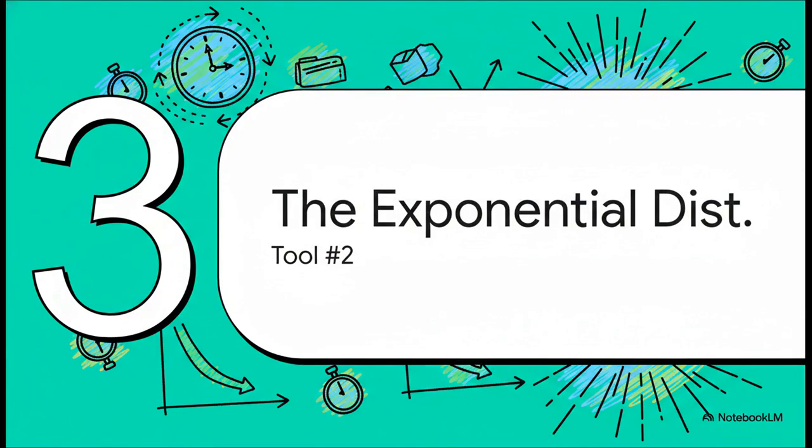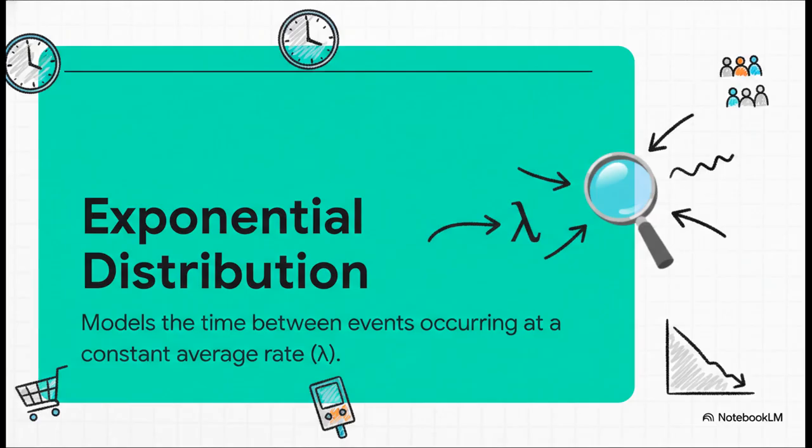Okay, time to grab our second tool. While the uniform distribution is all about where a random value might fall, the exponential distribution is all about when. This is our go-to model for figuring out the time between events. The exponential distribution is perfect for modeling the time that passes between independent events that are happening at a constant average rate.